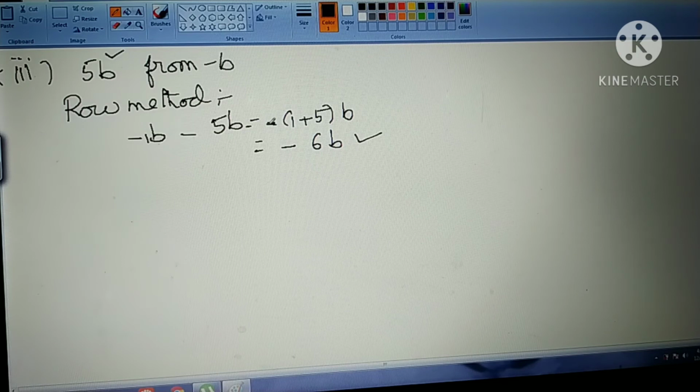Here I took this minus common. In both the terms you have minus, so I am taking this one out. After that, I am taking this common term, that is like term b also, I am taking this out. Okay, so if you take this minus, all will become plus. Sign will be changed. Okay, 1 plus 5, what you get here? 6. Now see this column method.